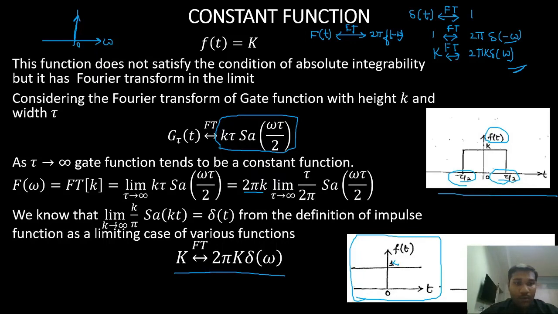Right? Now when tau goes to infinity, or let me say when k goes to infinity, k by pi sampling of kt is nothing but a simple impulse function. This is a simple impulse function, right? So this is what we saw, the sampling function. It was like this in the previous slide. It was something like this, and the amplitude was k by pi. Amplitude is k by pi.